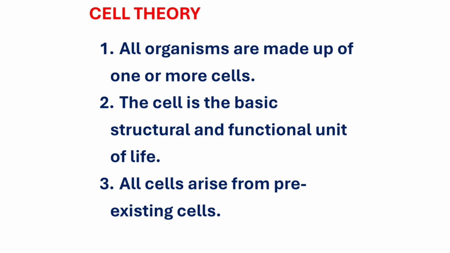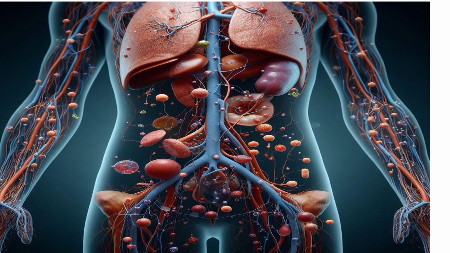And all cells multiply by cell division. There is no cell that exists from nowhere. It must come from an old cell. These cells have different types and different roles, but a group of cells performing a function forms tissues. Tissues work together to form organs. Organs work together to form organ systems, which now form the complex living organism as seen in the picture. You can see all those lungs, kidneys, everything you see there is made up of cells.